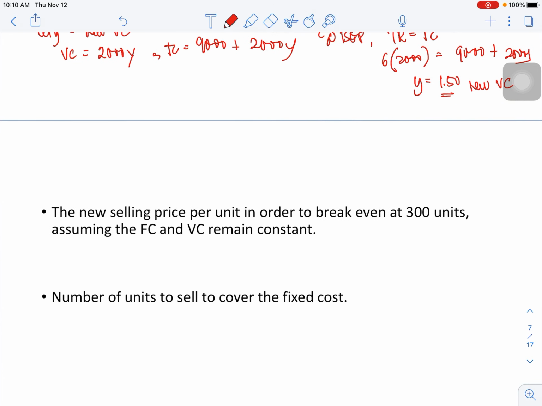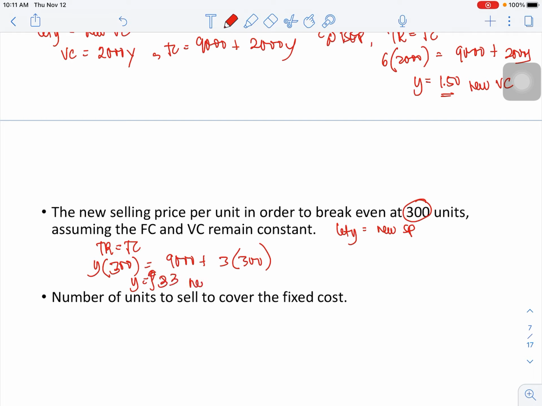Next, the new selling price per unit in order to break even at 300 units, assuming that the fixed cost and variable cost remain constant. So now we have a new selling price. Let Y be our new selling price. The number of units is 300. At break even, TR is equal to TC. For our TR, we don't know our selling price, so that will be Y multiplied by 300. That is equal to our TC, 9,000 plus 3 times 300. Then our Y, our new selling price, is equal to 33 pesos. So from 6 pesos per unit, it increased to 33 pesos.